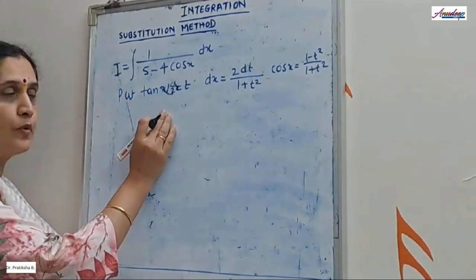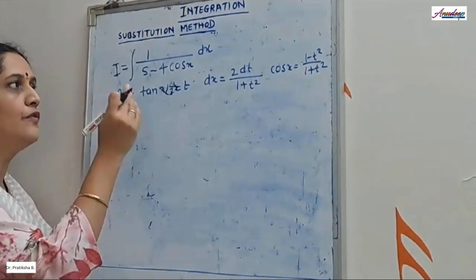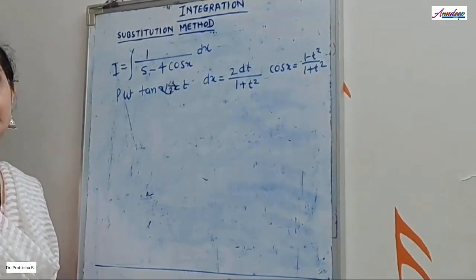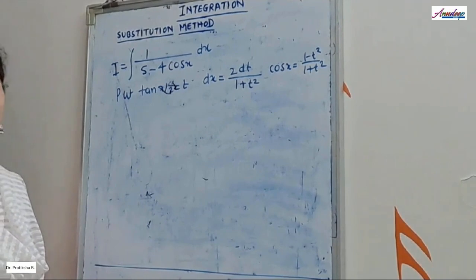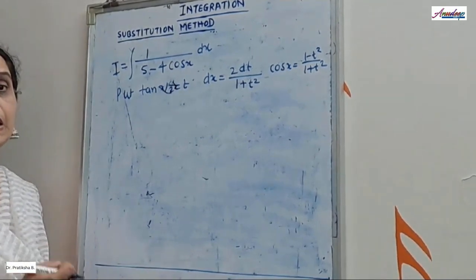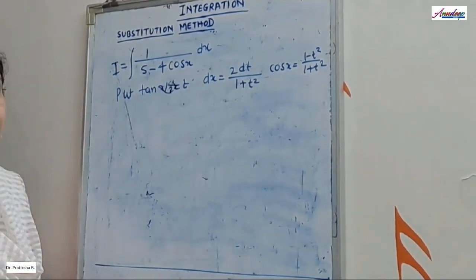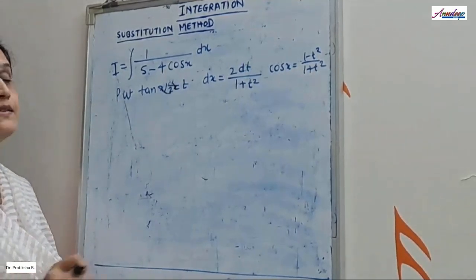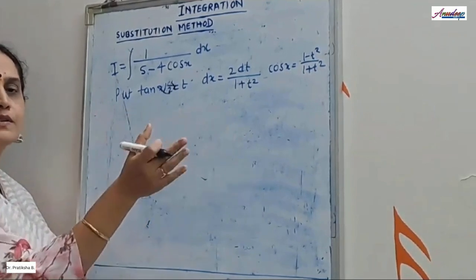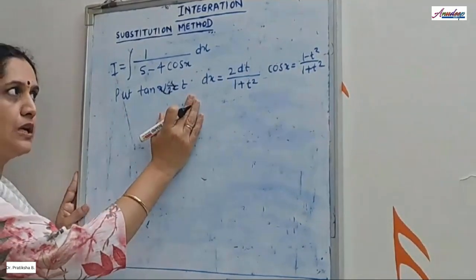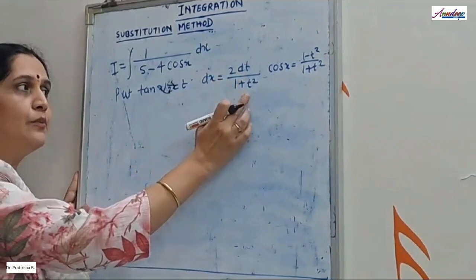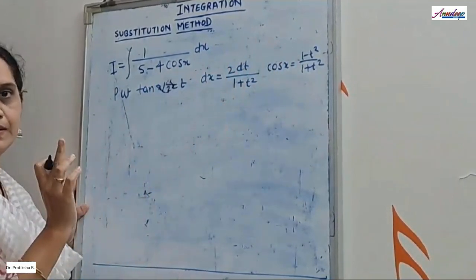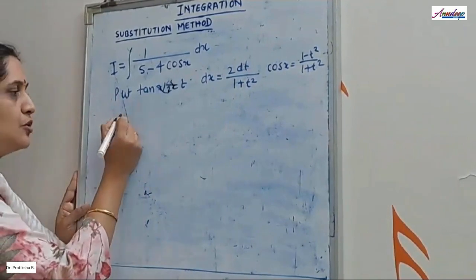Now in this problem, you have been given the term 1 upon 5 minus 4 cos x. We have discussed this form of integral before, and it is suggested that if you see this form, that is 1 upon a cos x plus b sin x, or maybe a constant with cos x and sin x in the denominator, it is advisable to go for this substitution. And what is the substitution? You substitute tan x by 2 equal to t. You have to replace dx by 2 dt upon 1 plus t square, and cos x as 1 minus t square upon 1 plus t square. So let us proceed with the substitution now.